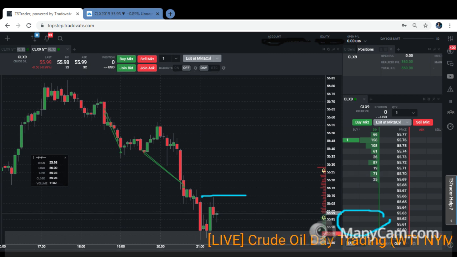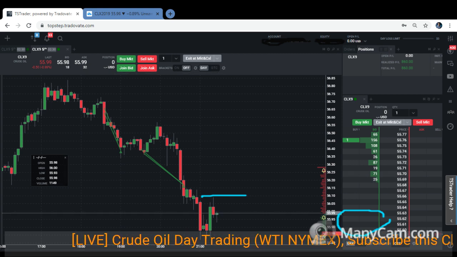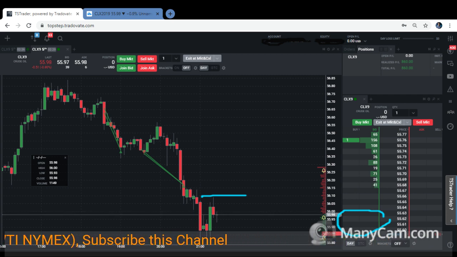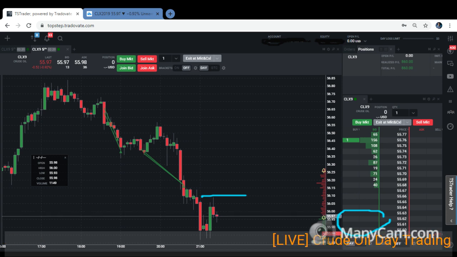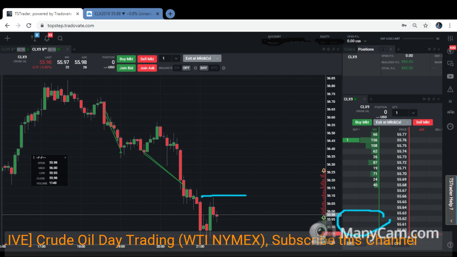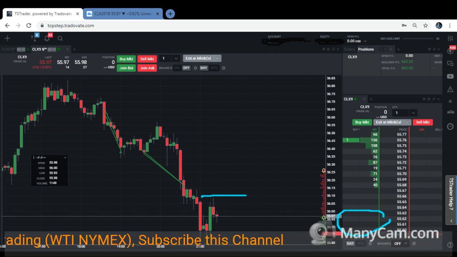Let's wait, and later we'll take a look at the depth of market for the price below once the price opens at 56.68. So still bearish at this moment. I'm still waiting for the price to go back to the entry level at 55.86, sorry, 55.87.